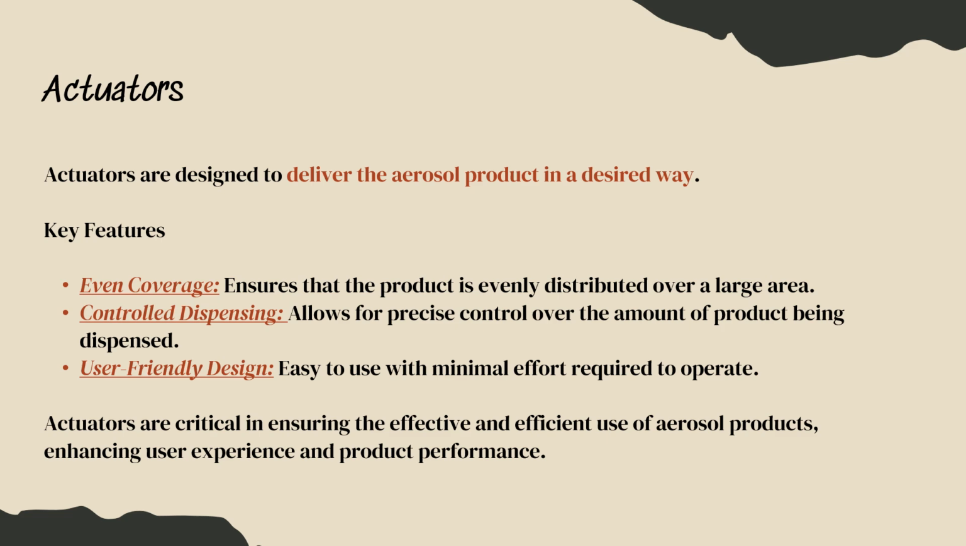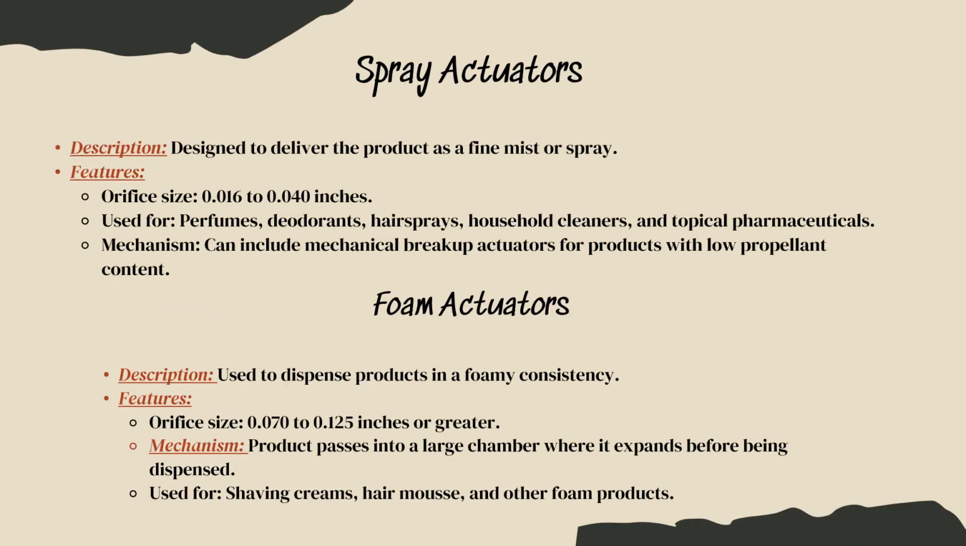So there are various types of actuators. Let's study each one of them in detail. Spray actuators. Description: designed to deliver the product as a fine mist or spray. The features that the spray actuators have is orifice size जो होता है आपका 0.016 to 0.040 inches तक होता है. उसको यूज कहाँ करते हैं आपके परफ्यूम्स में, deodorants, hair sprays, household cleaners, topical pharmaceuticals.